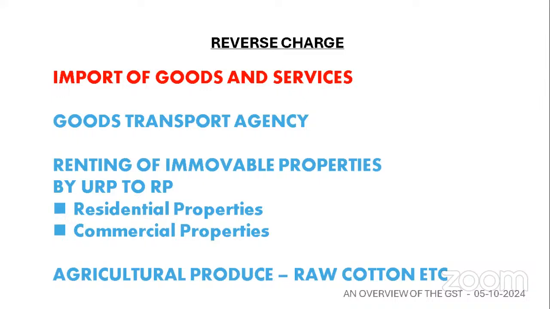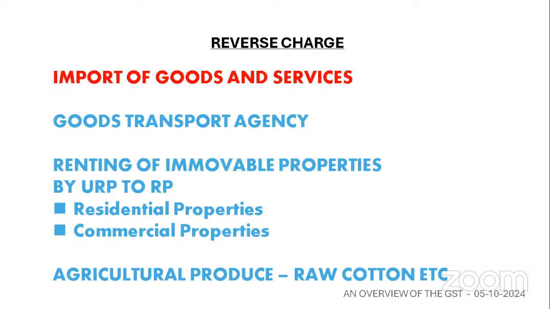Then the renting of immovable properties: from the 1st of October 2024, from this month onwards, RCM on immovable properties is made applicable. We see a number of businesses who are carrying on their businesses in rented premises. The rented premises, in a number of cases, are owned by small individuals, and the total rental amount does not exceed 20 lakh rupees. Therefore, they are out of the GST net as they have not crossed the turnover limit of 20 lakh rupees.